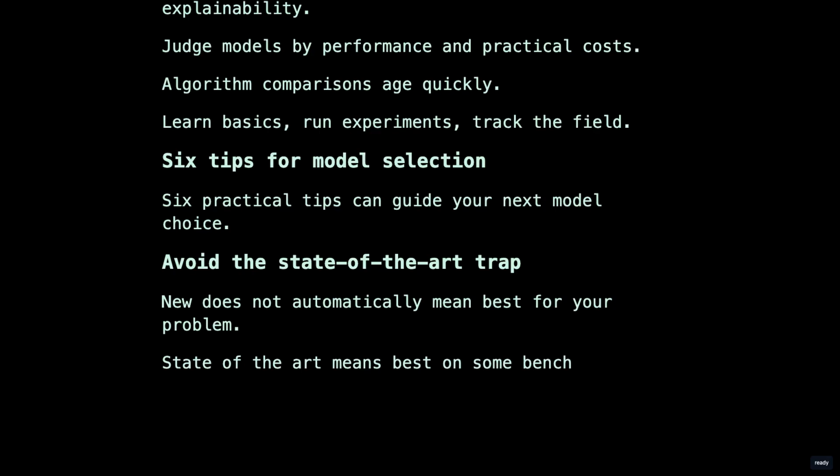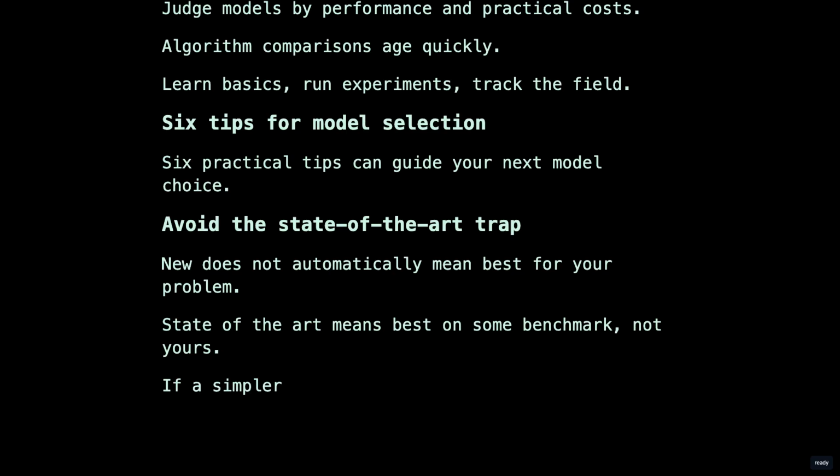A model can earn that label by performing well on fixed academic datasets, which is a narrow test of usefulness. That same model may be too slow, too expensive, or simply worse on your data. The goal is to solve the problem, not to prove you can deploy the most advanced architecture available. When a cheaper and simpler model gets the job done, that is usually the better engineering choice.